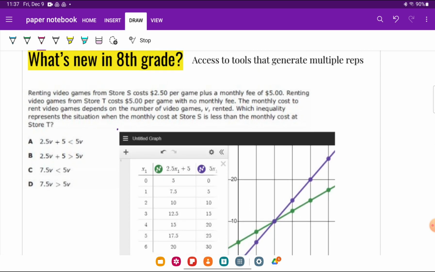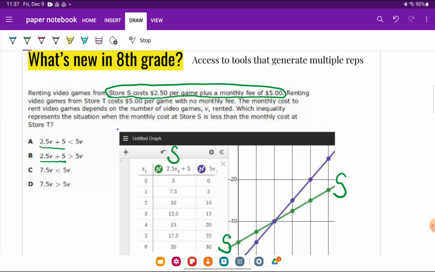Also, in 8th grade now, we have access to tools to help us generate multiple representations. If we look at our word problem, there's our statement about store S, which shows up here and here, and this is S and S and S. Store T, T, T, T. And we want to know when S is less than T.